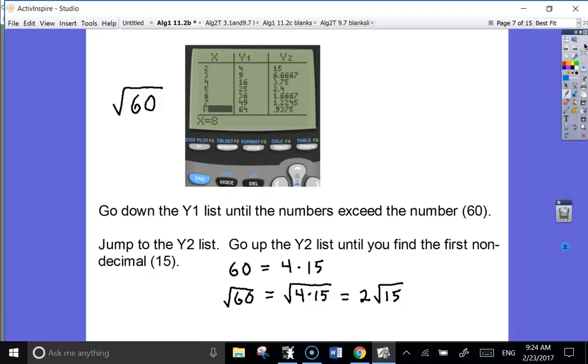So how far do we have to go? Decimal, decimal, decimal, decimal, decimal. There's a non-decimal, 15. That's telling you that 4 times 15 is 60, and the square root of 4 is 2. Done. Once you find that first non-decimal, that's telling you the factors of 60 that include a perfect square, and you know the square root of that number is right there. Again, this is the product property for radicals. The square root of 60 is the square root of 4 times 15. I didn't split them up into two radicals this time, but the square root of 4 is 2.